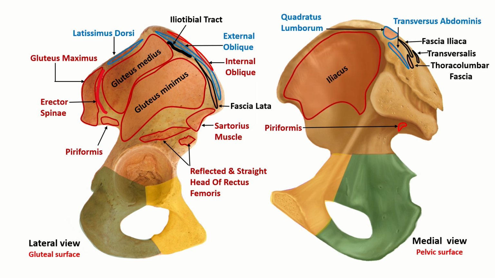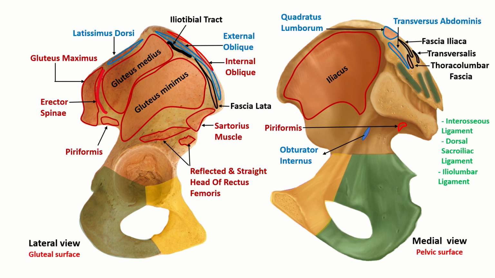The iliac tuberosity gives attachment to the interosseous sacroiliac ligament in most of its part, the dorsal sacroiliac ligament posteriorly and iliolumbar ligament superiorly. The pelvic surface gives attachment to the obturator internus, although there are some ligamentous attachments over here as well. The preauricular sulcus provides attachment to the lower fibers of the ventral sacroiliac ligament, and just lateral to it originates the fibers of the piriformis.